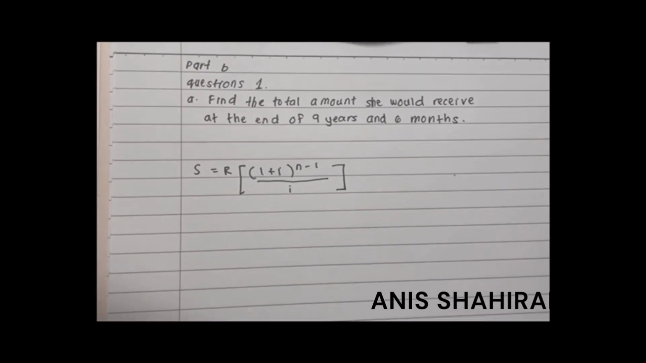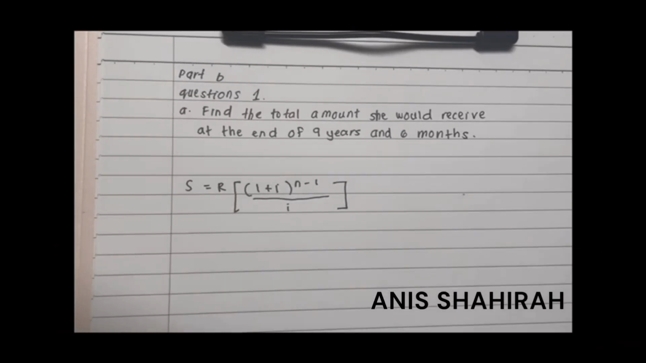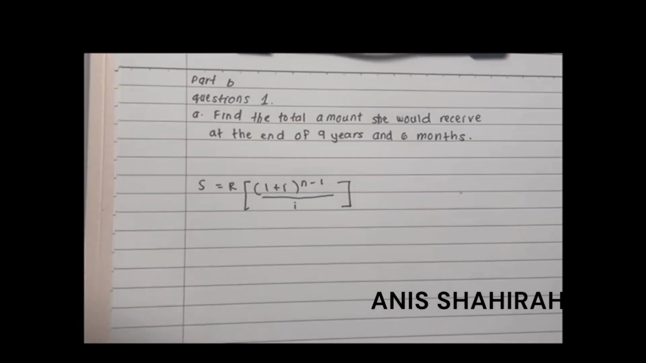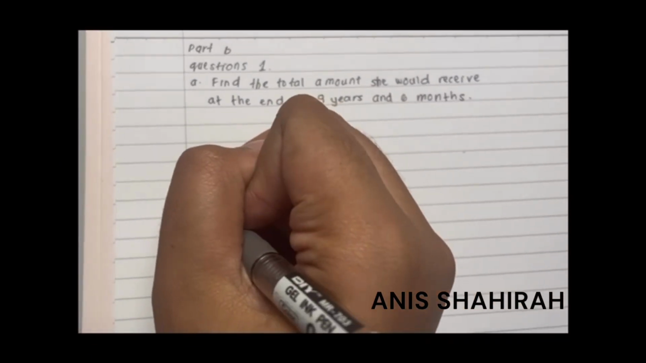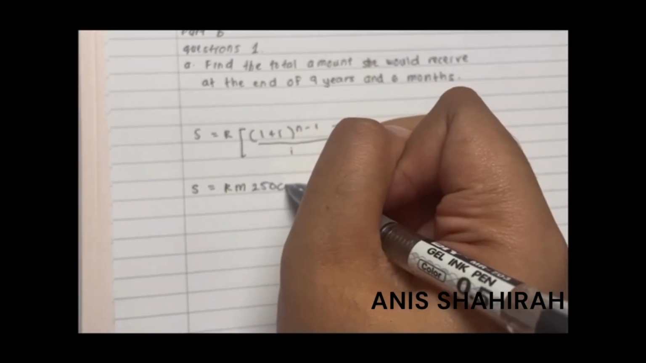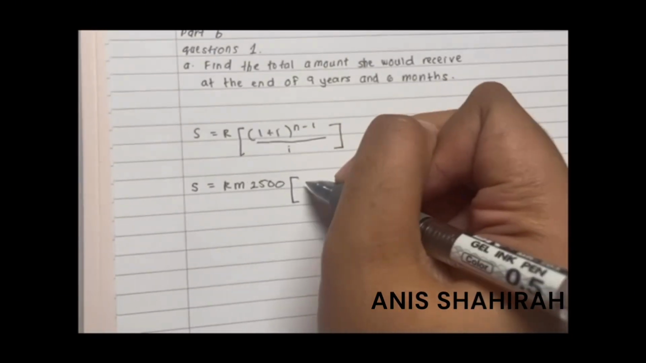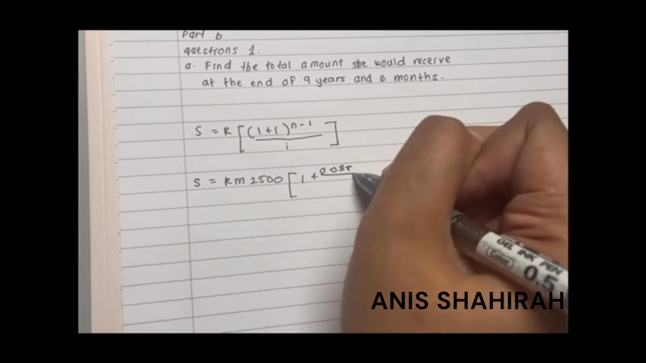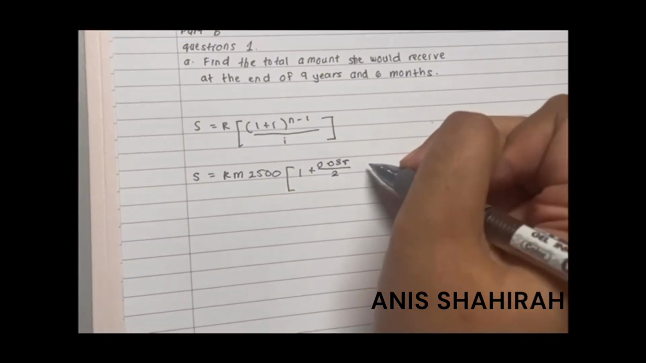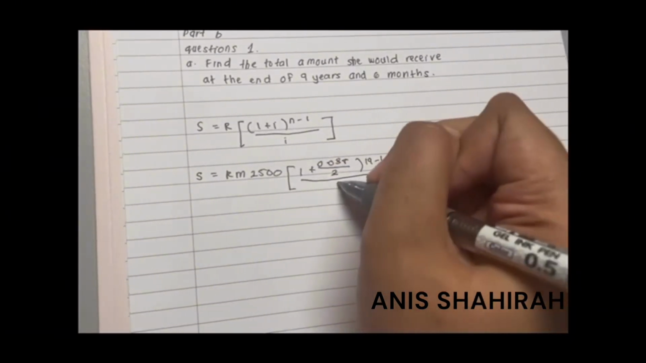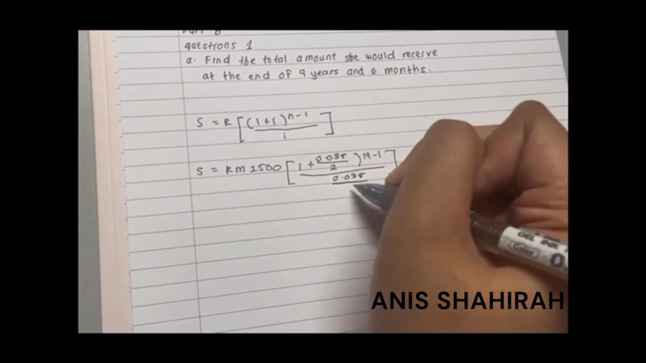So in this question, we're going to use this formula: S equals R open bracket 1 plus i close bracket to the power of n minus 1, divided by i. So next, put the information given in the question into the formula. Then we got S equal to 2,500 times open bracket 1 plus 0.038 divided by 2 close bracket to the power of 19 minus 1, divided by 0.038 divided by 2.